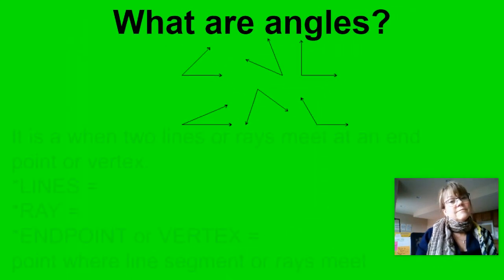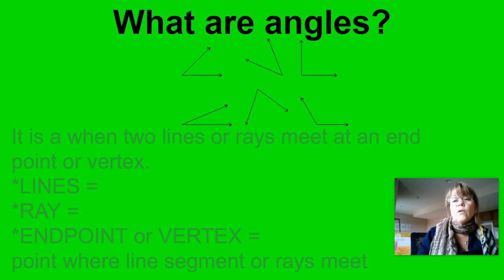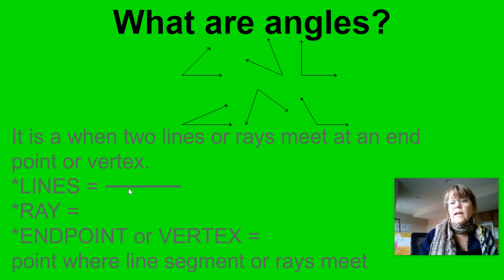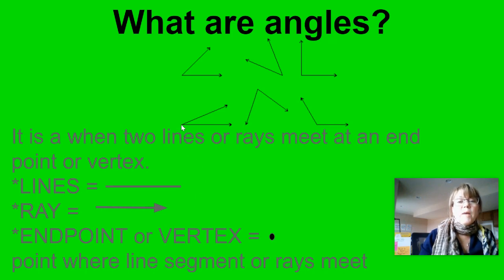What's an angle? An angle is when two lines or rays meet at an end point or a vertex. So we have rays here, they're meeting here. A line is something that is a straight line that does not have an arrow on it, whereas a ray has an arrow on it. Think of the sun has rays coming out at you. And then an endpoint or a vertex is the point, the spot where those two rays or lines would be meeting.